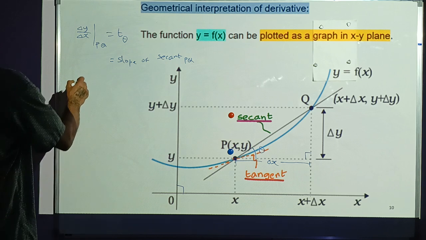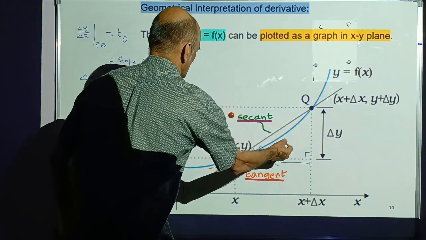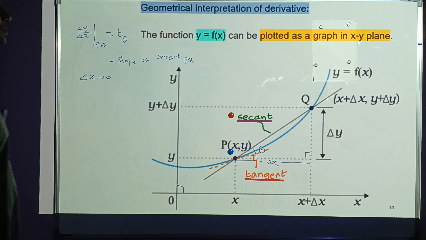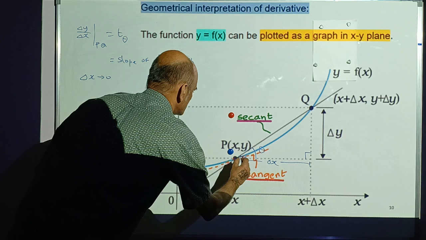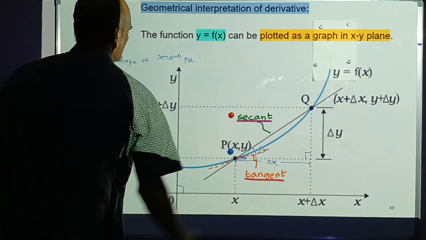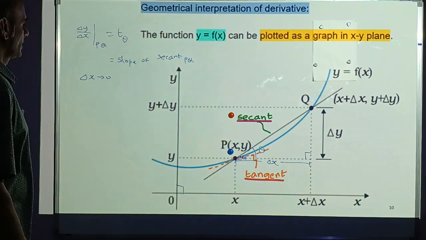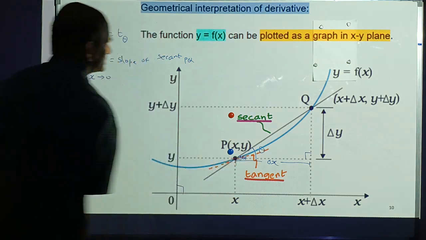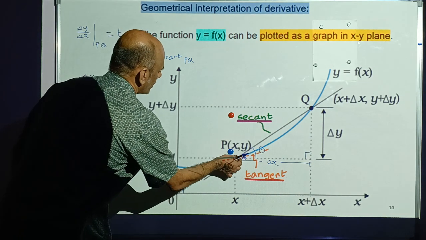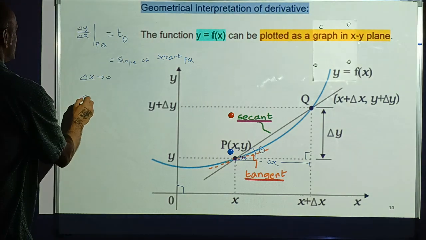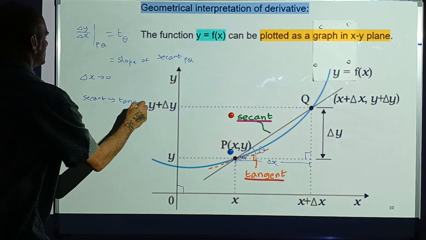Now, if I take this condition that delta x is tending to 0, that means this point Q is coming closer to point P. So when this point Q comes here, this will be delta x, this will be delta y. But the angle is still the same. Okay, but in the limit, when delta x tends to 0, Q will touch this point, come very close to P. So in that case, this secant will touch this curve at only one point. That means secant will become tangent. So secant tends to tangent.